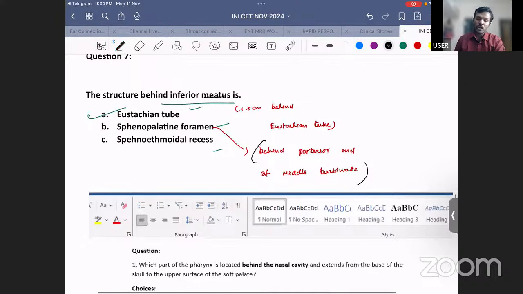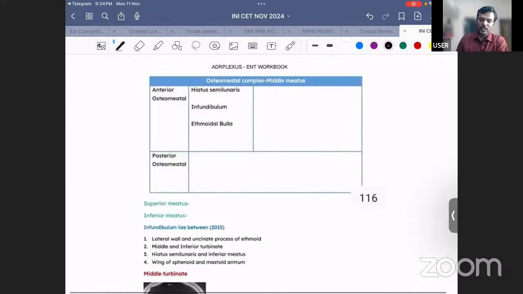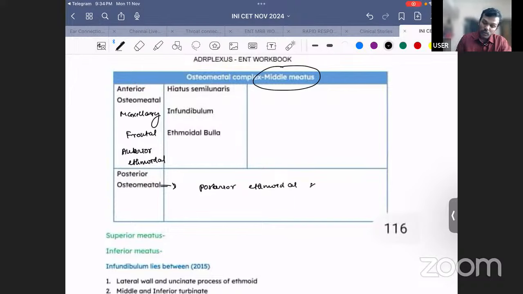Fine. So we also can learn about the osteomeatal complex, which is an opening for the middle meatus. The middle meatus is an opening for the sinuses: maxillary sinus, frontal sinus, anterior ethmoidal sinus. The posterior osteomeatal complex will be a drainage pathway from the posterior ethmoidal sinus through the superior meatus.